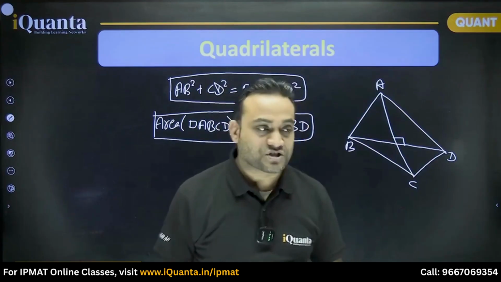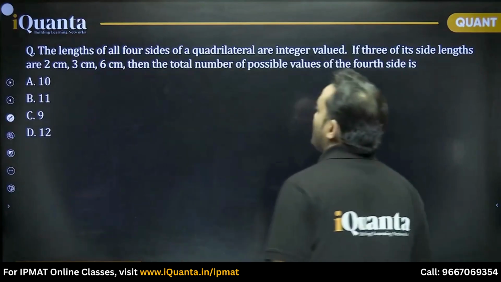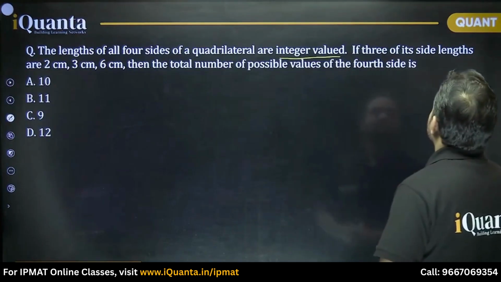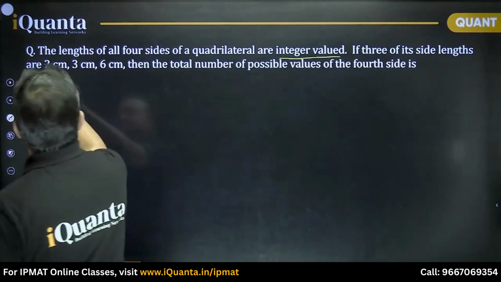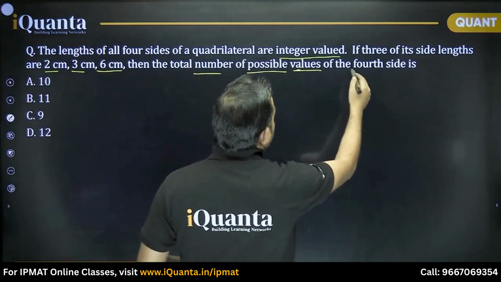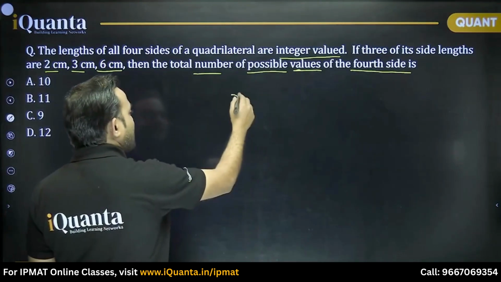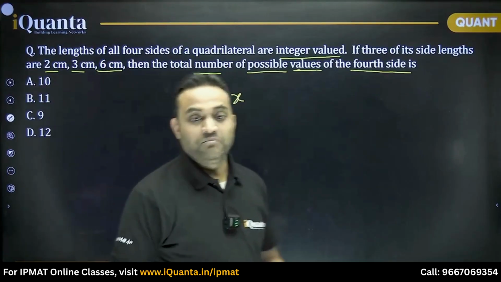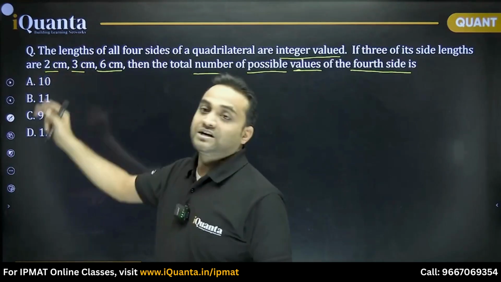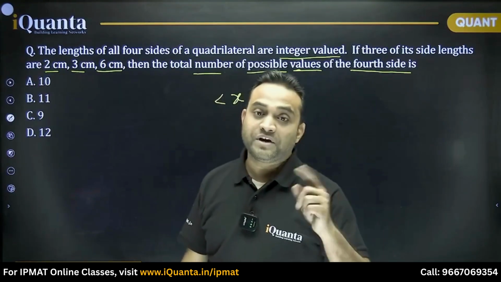Now let's check the questions and try to implement them. First question: the lengths of all four sides of a quadrilateral are integer valued. If three of its side lengths are 2 centimeter, 3 centimeter and 6 centimeter, then the total number of possible values of the fourth side is? Let's say the fourth side is x. X will be greater than the minimum of the absolute difference between any two known sides. For 2 and 3, the difference is 1. For 3 and 6, the difference is 3. For 6 and 2, the difference is 4. The minimum difference is 1.